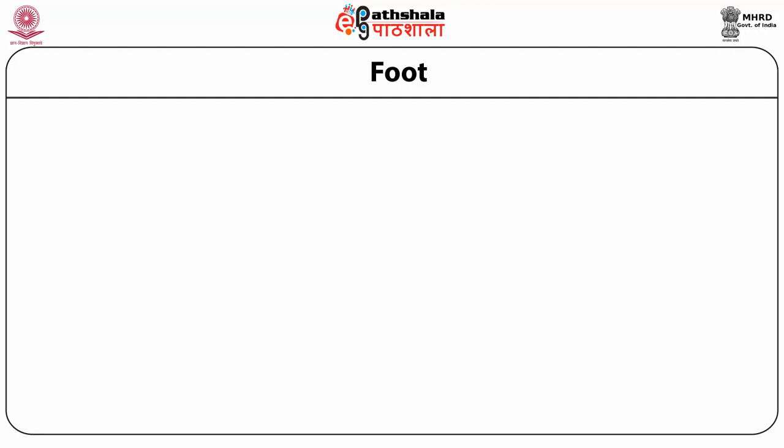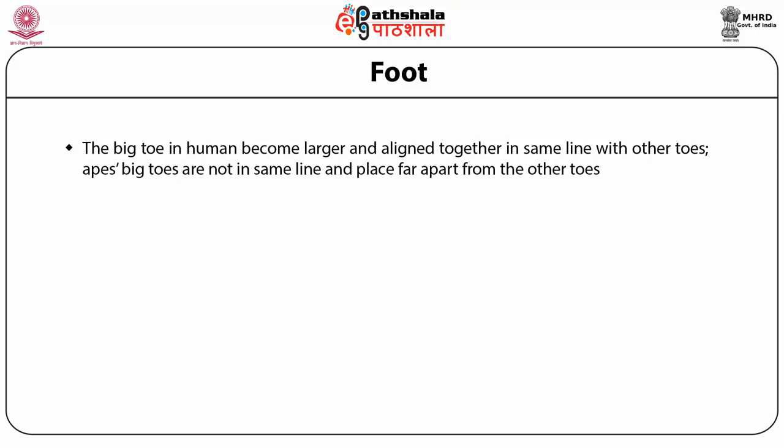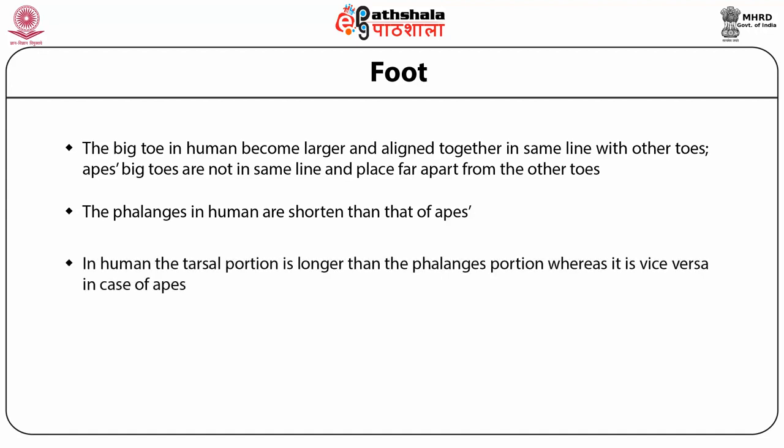To make this possible, the big toe in humans has become larger and is aligned in the same line with the other toes. But in quadruped apes, the big toe is not in the same line and is placed far apart from the others. The phalanges in humans are shorter than those of apes. In humans, the tarsal portion is larger and longer than the phalanges portion, whereas it is vice versa in apes.